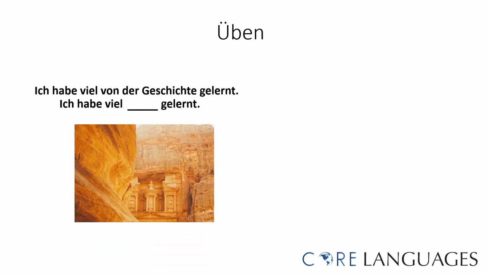Look at the following two examples and see if you can create a da compound or if you have to use a personal pronoun. "Ich habe viel von der Geschichte gelernt." I have learned a lot from the history, or from the story, depending on context. I could say, "Ich habe viel davon gelernt." In this example, I can use a da compound.